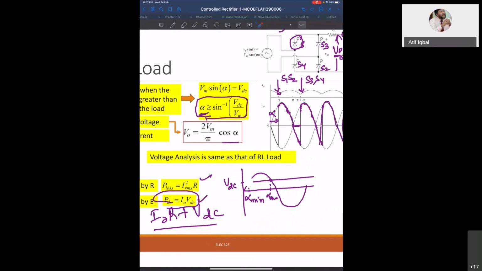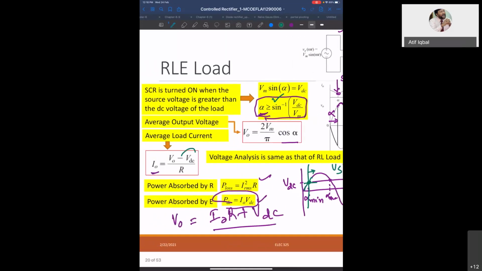It should appear now. Okay, this is your RLE load. This is the point where the two match. Once your source voltage becomes greater than the VDC voltage, only then can you turn on your thyristor or diode. The diode will start exactly at this point, but the thyristor can start after this point. This is the reference point where alpha is minimum. So alpha must be greater than this value, otherwise you cannot operate. This is the only thing that is different from RL load, and there is a difference in I naught, because I naught will be (V naught minus VDC) over R. So this alpha minimum and this current are the only two differences.